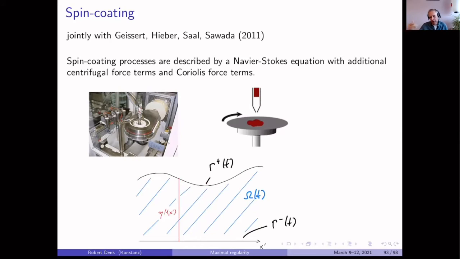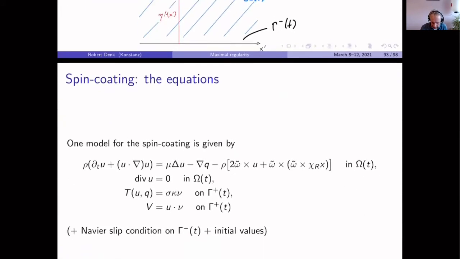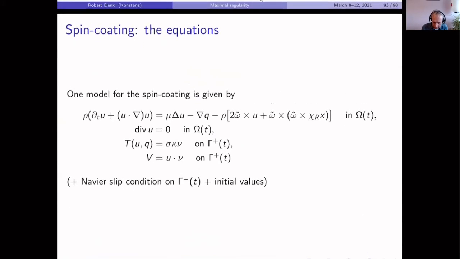Now I have forces. On the surface, I have a surface tension in my model. So everything is very similar to before, and I go to the equations. I just write down the main equations.